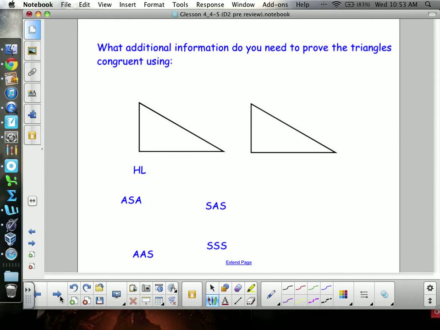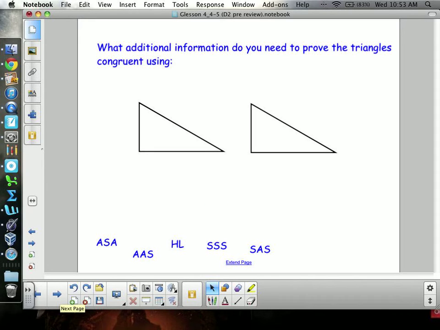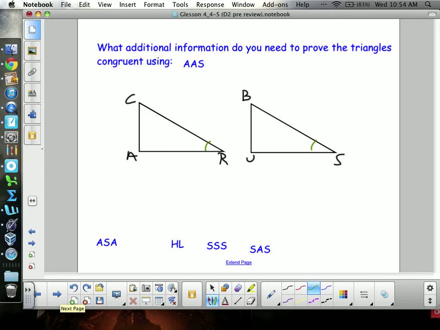All right, what additional information would you need to prove the triangles are congruent using, and I've got all these different choices down here. So I'm going to name the vertices here. Let's call them car and bus. Okay, car and bus. So I want to use angle, angle, side. And I'm given angle S congruent to angle R and CR congruent to BS. What additional information would I need to use angle, angle, side?